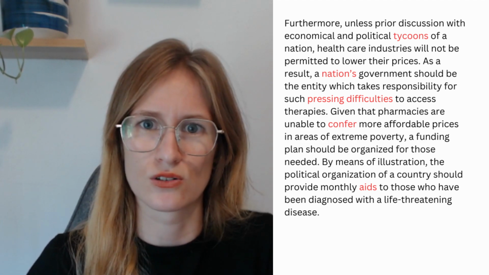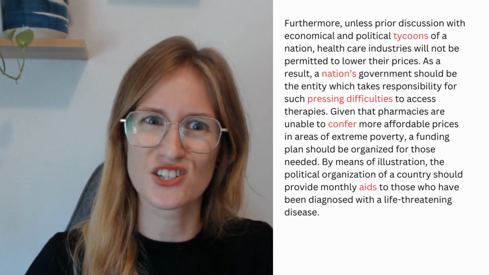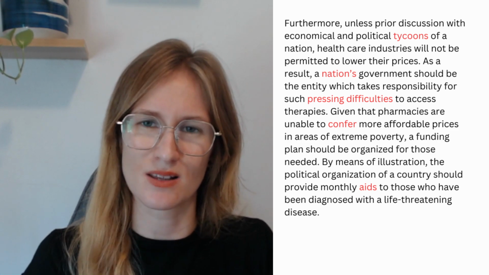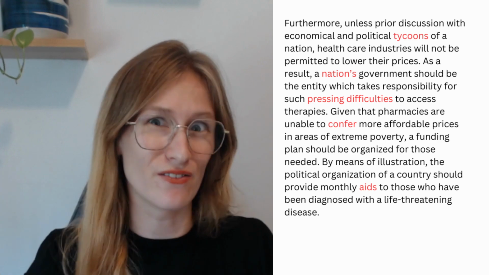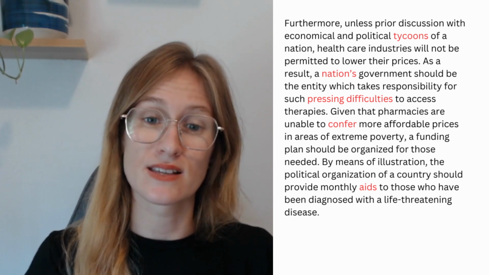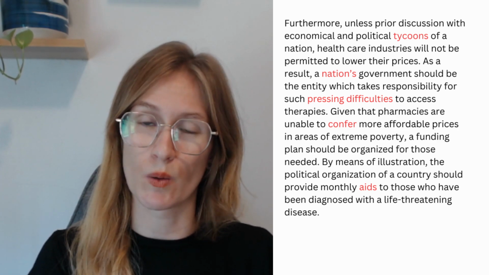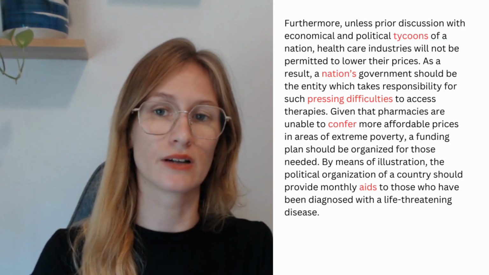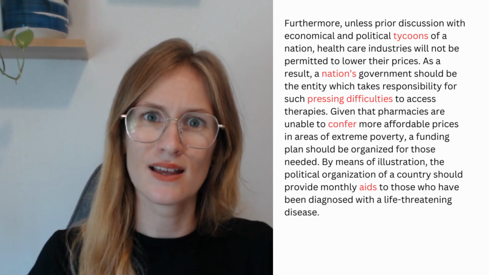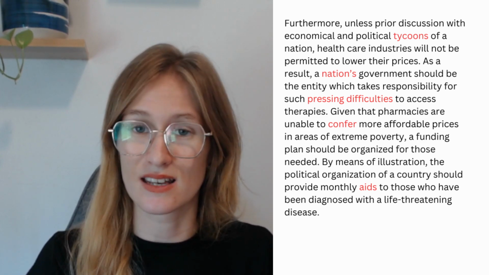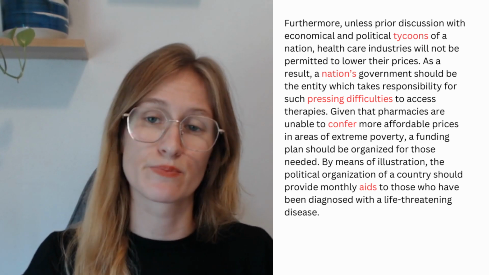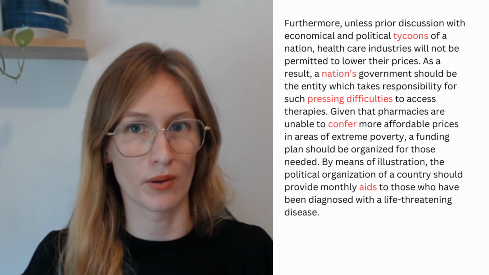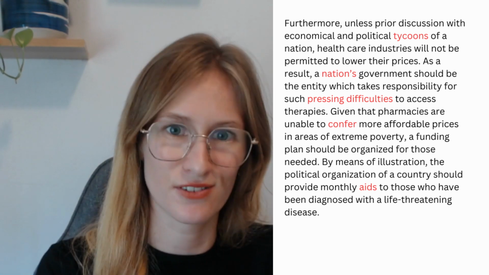What pressing difficulties? It sounds like a politician when they don't want to admit they've done something wrong, and they'll use a very vague phrase. Plus, if she had written "takes responsibility for accessibility to medical care or medical treatment," accessibility is a fantastic use of vocabulary, but it's more specific to what the problem is. What is the pressing difficulty?